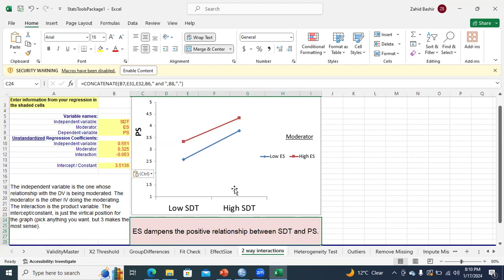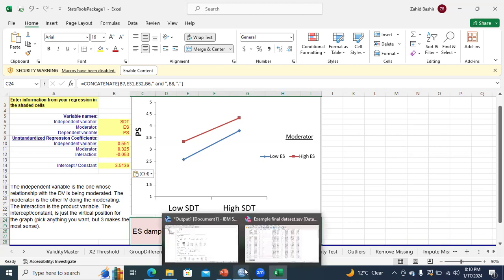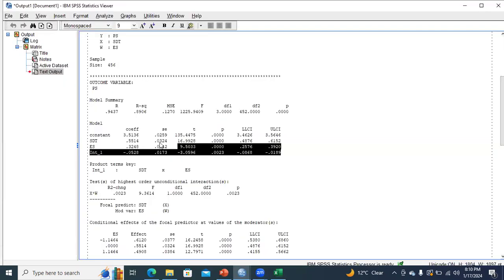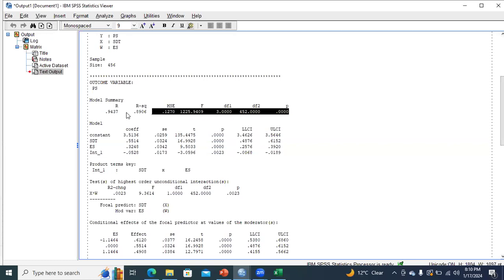So simply you can copy this graph and you can paste it in your output, and whatever you want to copy from here, you just need to copy this table from here, and you need to put this table into your output file, like your Word file. You need to put your model summary from here, and you need to put it over here.